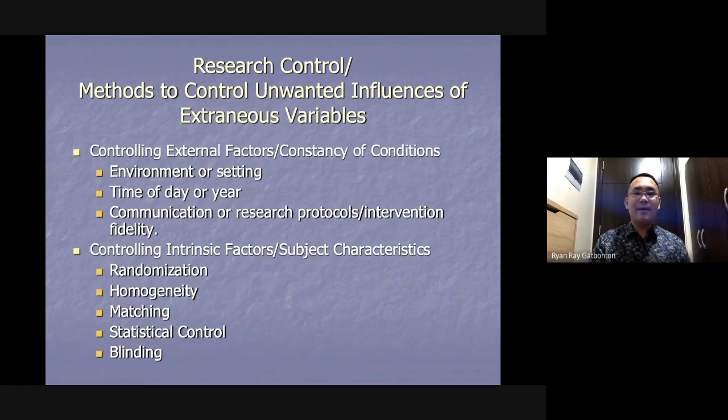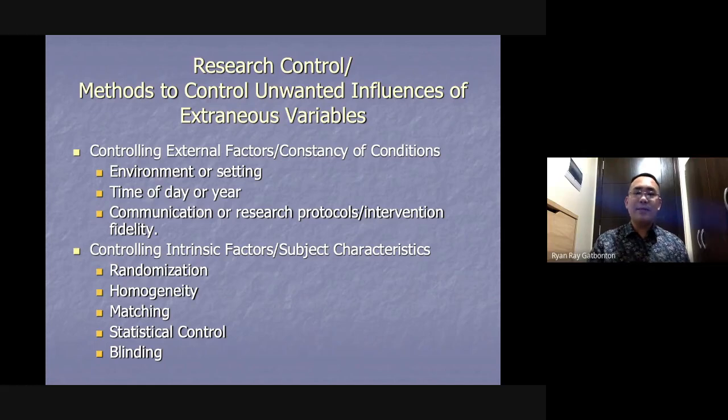Okay? And also, you need to control communication or research protocols with fidelity. Ibig sabihin, you have to be faithful in doing your research protocols. If one of your group mates does it like this, you also have to do it like what your other group mates are doing, so that you will be consistently implementing your research. Dapat pare-pareho kayo ng alam, dapat pare-pareho kayo ng ginagawa.